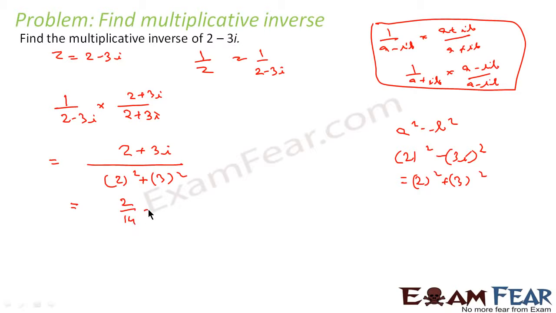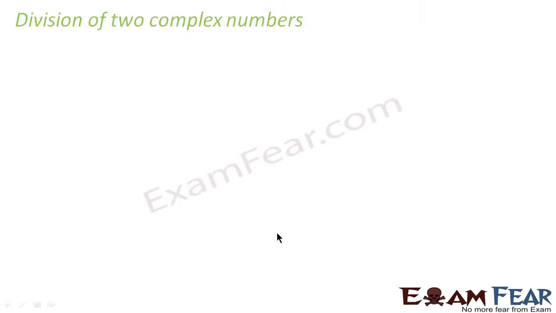So this is equal to 2 by 13 plus 3i by 13. 4 plus 9 is 13. So this is the answer. I'll write once again, 2 by 13 plus 3i by 13. This is the answer. To find the multiplicative inverse, you write 1 by z, and whatever you get, you rationalize, so that in the denominator you give only a real number, and here is the answer.